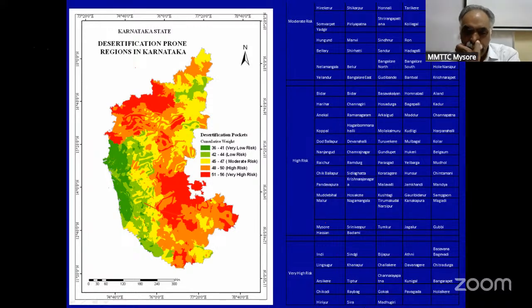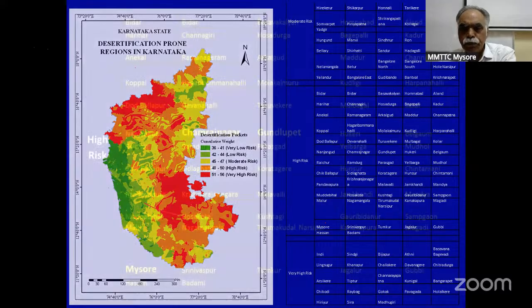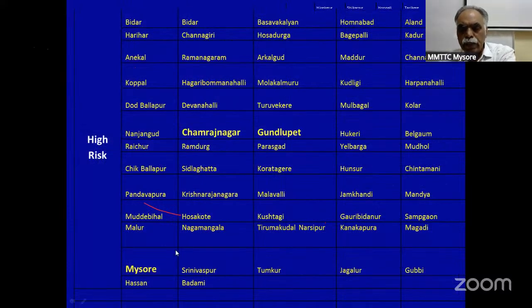You can name any taluk, and I can give you its risk. That is the level of information I was able to gather from satellite data on the desertification process at taluk level. You can see high risk areas like Chamarajanagar, Gundlupete, Ramdurga, Ukkeri, Belagaum, Murdod. All of these are under high risk.